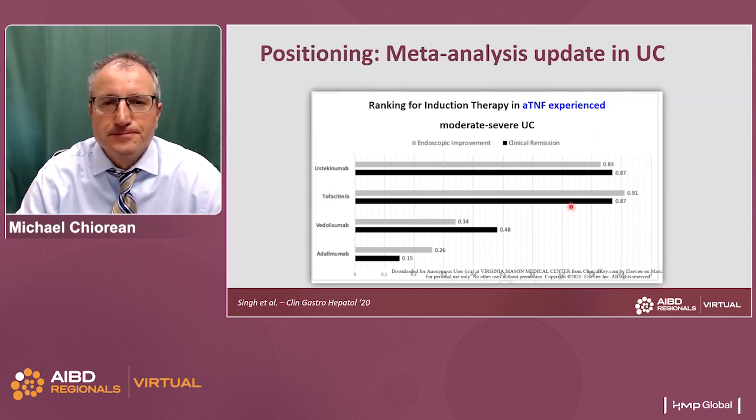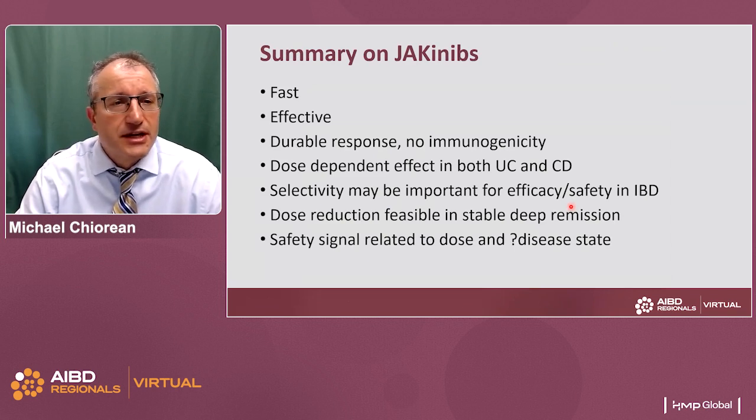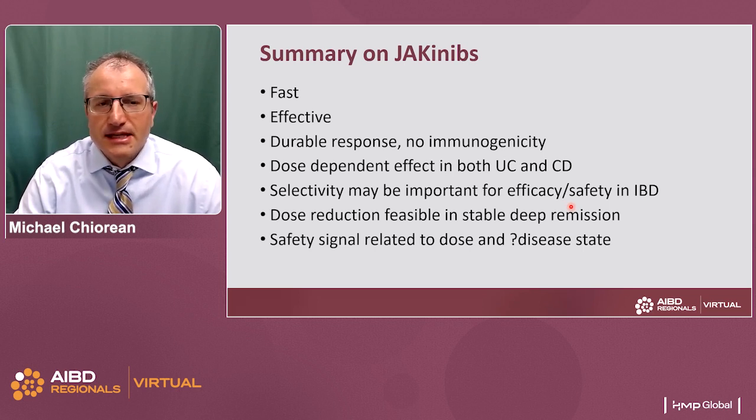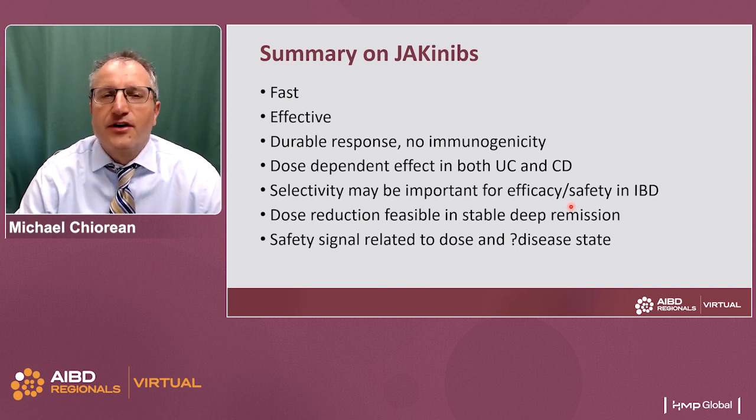So in summary, for JAK inhibitors, these agents are fast, they're effective, they have durable response, no risk of immunogenicity. There's a dose-dependent effect in both UC and Crohn's disease. Selectivity may be important for efficacy and safety, especially in inflammatory bowel disease. Dose reduction is feasible in patients in stable deep remission, and there may be a safety signal related to dose and/or disease state as far as the more serious adverse events such as cardiovascular and venous thromboembolism.